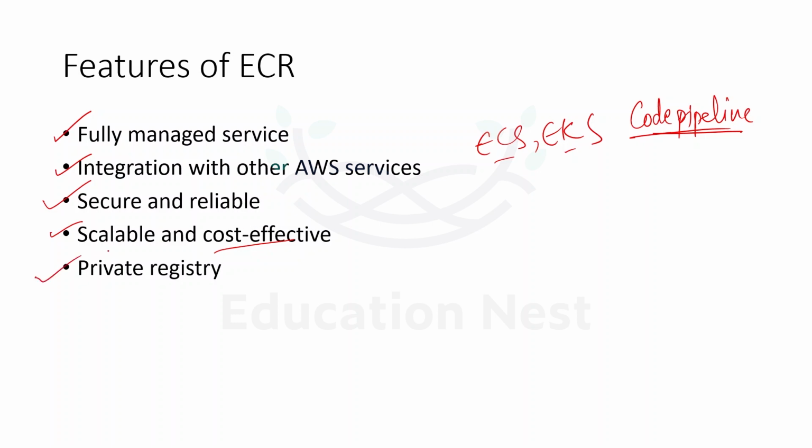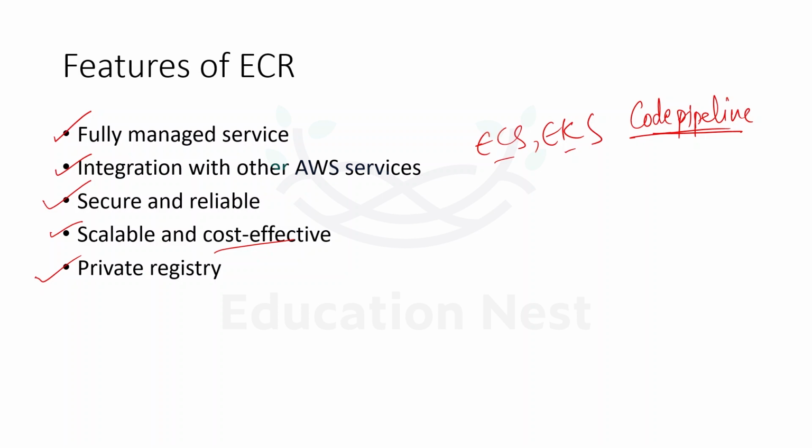Then you can have a private registry. ECR is a private container registry, meaning you can control the access to your container images and keep them secure within your AWS account. If you do not want to give public access, then you can stop that by using the access control methods. These are some of the benefits or features of ECR.